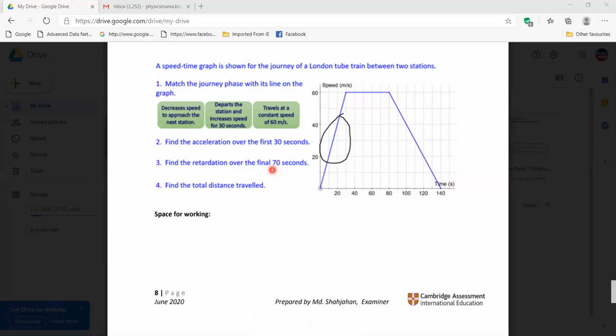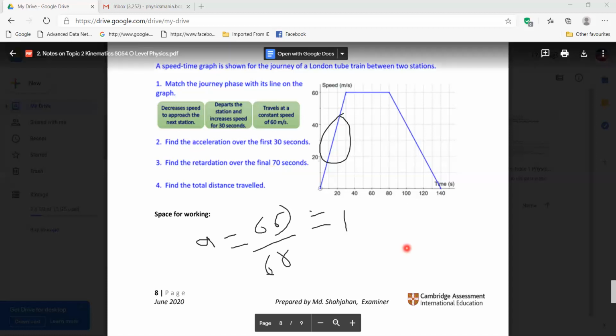It's one, right? Yes, 1 meter per second square. Then 60. What will be the total distance traveled? Total distance will be 900 plus 3000 plus 900, 4800. So here we can use the formula of trapezium, right?